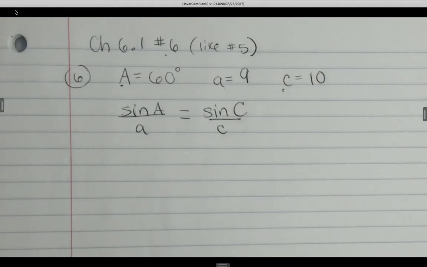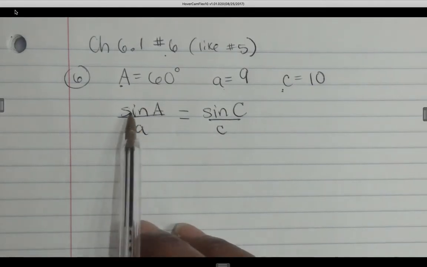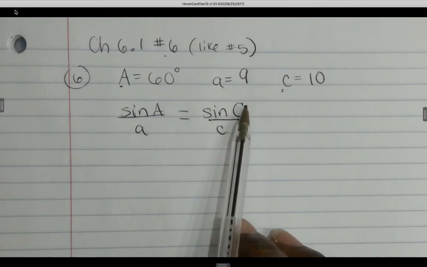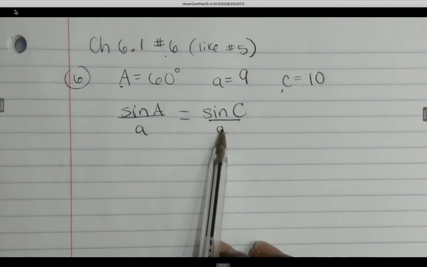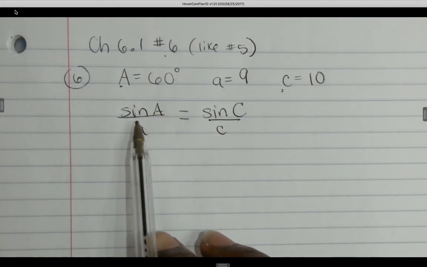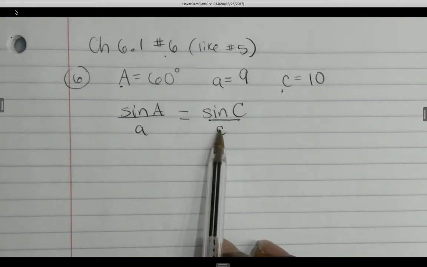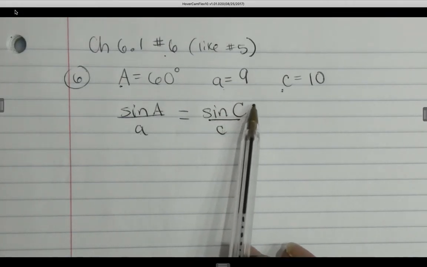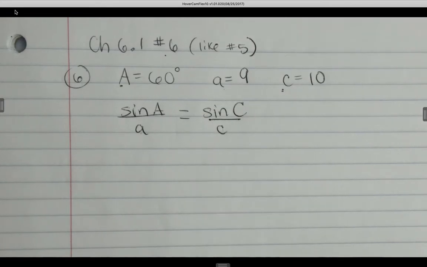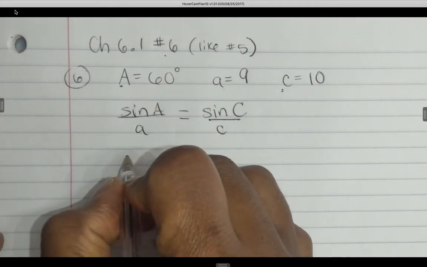So technically the law of sines has a couple different equations you can use. You can say sine of A over A equals sine of C over C, or you can say sine of A over A equals sine of B over B. You can say sine of C over C equals sine of B over B. You can use any combination that will work. You're not using all three of them at once. So I'm just going to plug in the numbers that I have.